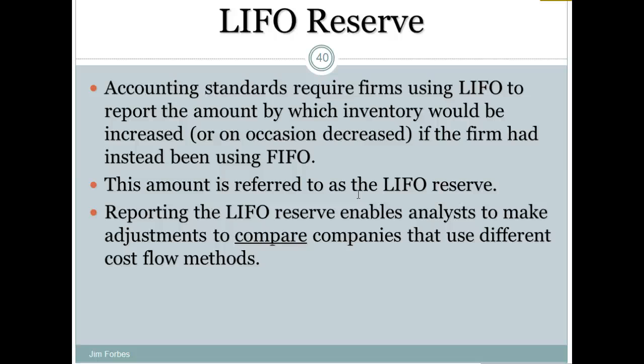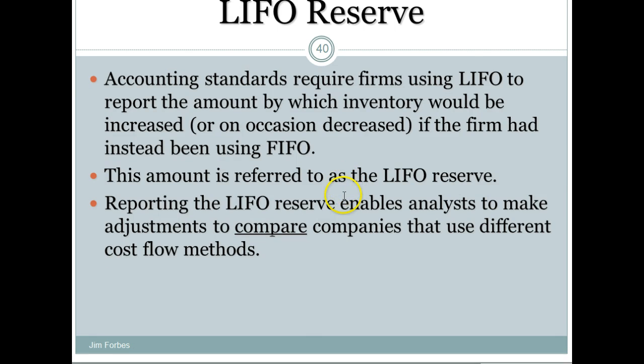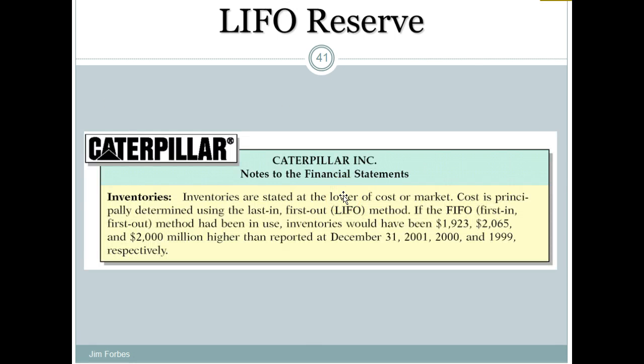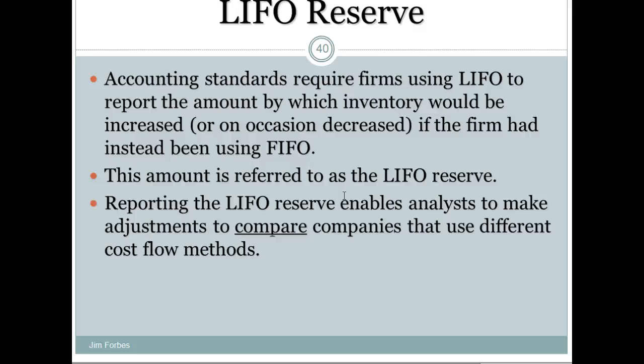Accounting standards require firms using LIFO to report the amount as if the firm had been reporting FIFO, and this is to allow a comparative basis. It's known as a LIFO reserve, this amount of difference. Here's an example of Caterpillar reporting it under the LIFO versus FIFO method.